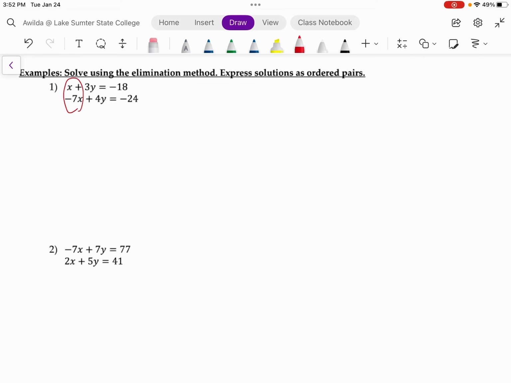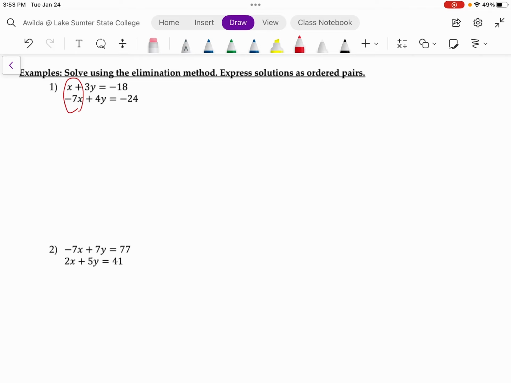In order for us to add those two terms and get 0, the coefficients must be opposite in sign but of the same magnitude. So it would be great if I had a positive 7x in the first equation. Well, turns out I can do that. I can get that to be a positive 7x. I would just have to multiply by 7 on both sides.